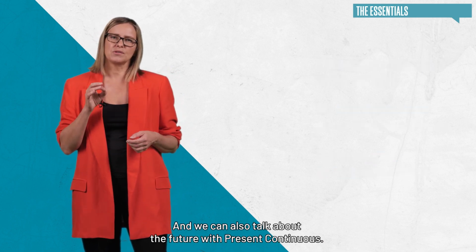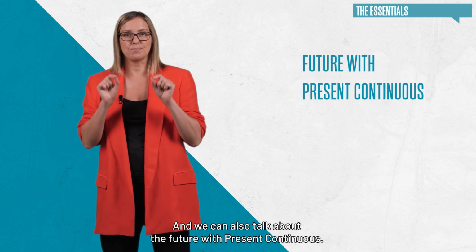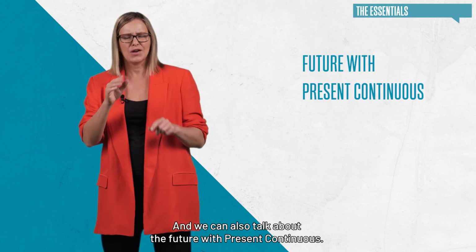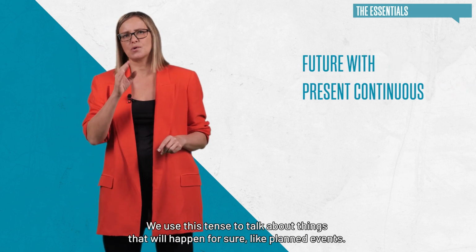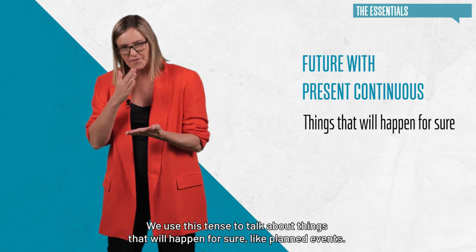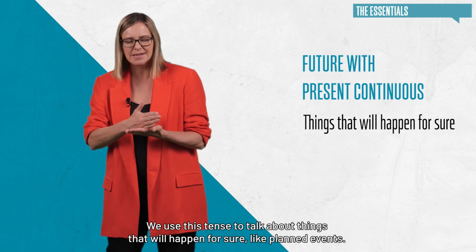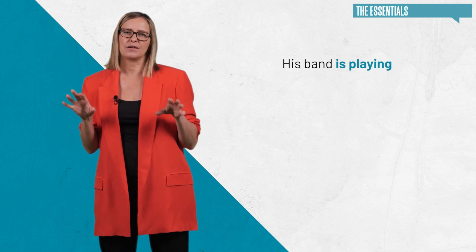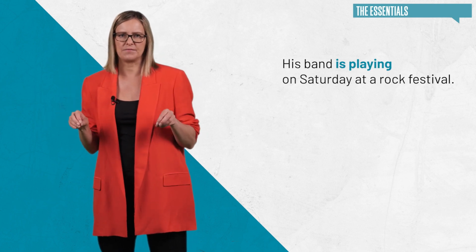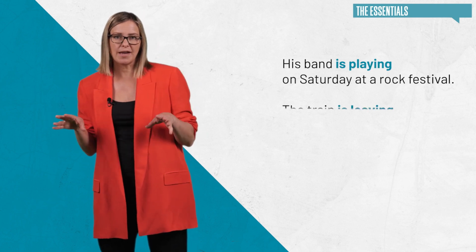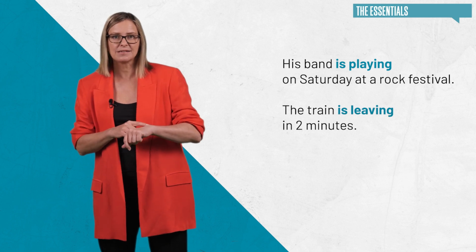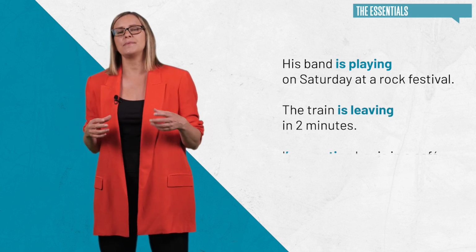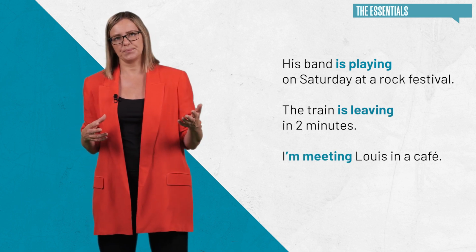And we can also talk about the future with present continuous. We use this tense to talk about things that will happen for sure, like planned events. His band is playing on Saturday at a rock festival. The train is leaving in 2 minutes. I'm meeting Lewis in a cafe.